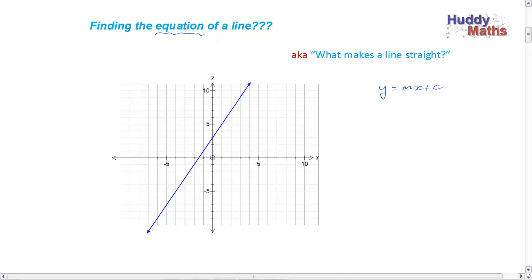Let's analyse that. So starting here, let's have a look. C, if you put x is naught in here, you'll get y equals m times naught is naught plus c. So that means when x is naught, you're looking at this point here, and I'll show you why in a minute. So that would be the point (0, c). In this case, that's the point (0, 3).